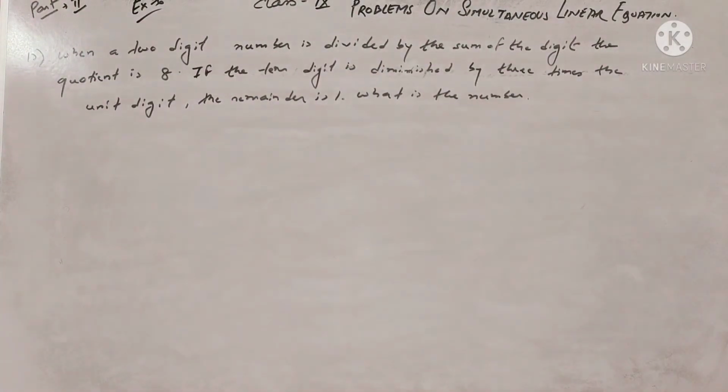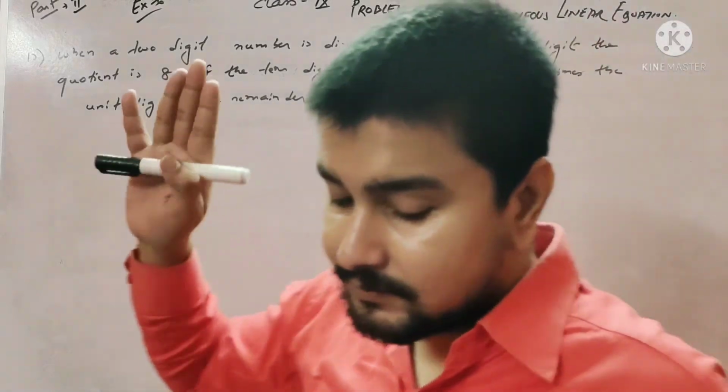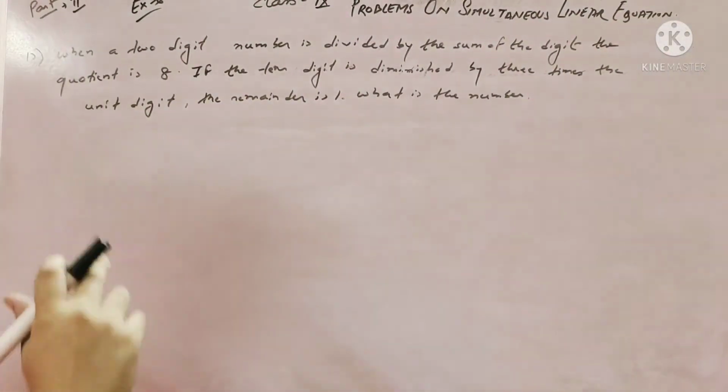This question is difficult. When a 2-digit number is divided by the sum of the digits, that means what? Any 2-digit number is divided by its sum of digits. So the quotient is 8. If the tens digit is diminished by 3 times the unit digit, the remainder is 1.